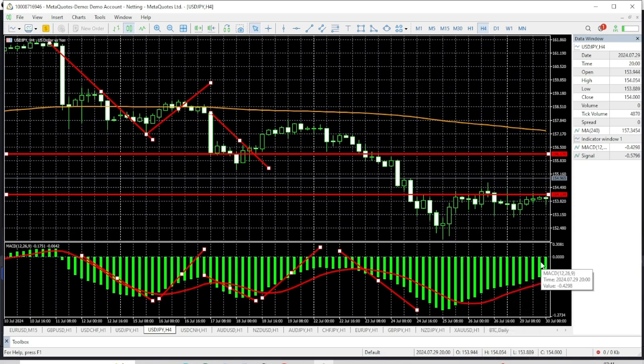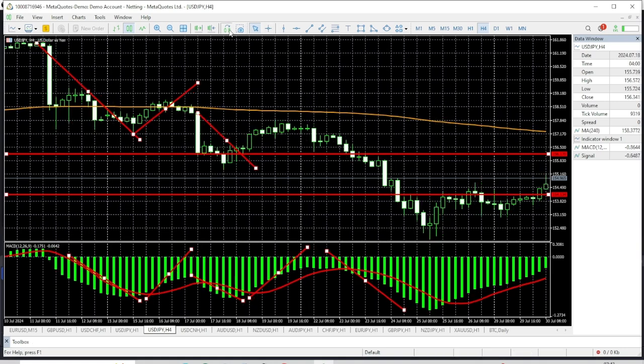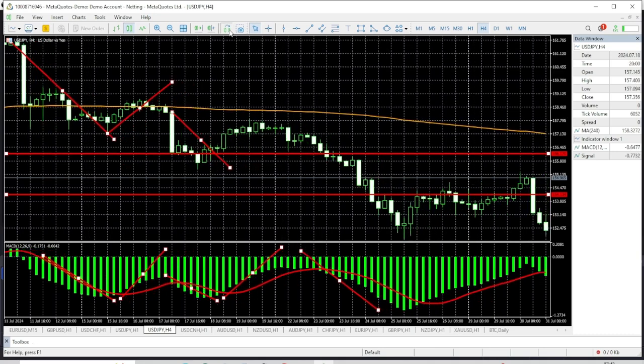If this histogram bar now closes below or drops below the signal bar, now we are going to sell, because the EMA 240 is still telling us that the market is downtrend. Yes, MACD histogram is telling us that the market is downtrend, but we are not permitted to enter yet until we receive that signal from the histogram bar dropping below the signal bar. So we keep going, we keep going.